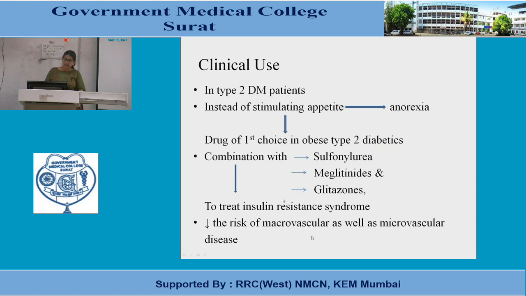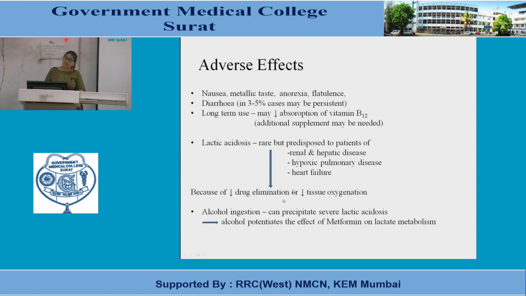And they also decrease the risk of macrovascular as well as microvascular disease. What are the adverse effects of this group of drugs? Biguanides, metformin. The drug can cause nausea, metallic taste, anorexia, flatulence. It can cause diarrhea. In 3 to 5% of cases, it may be persistent. And in long-term use of biguanide metformin, it may cause decrease in the absorption of vitamin B12 and additional supplements might be needed.